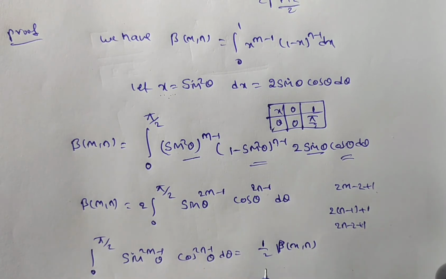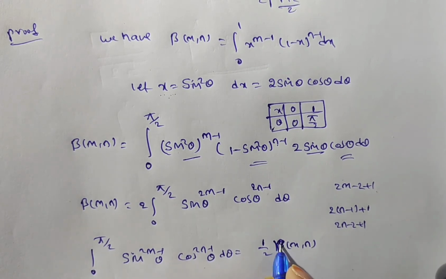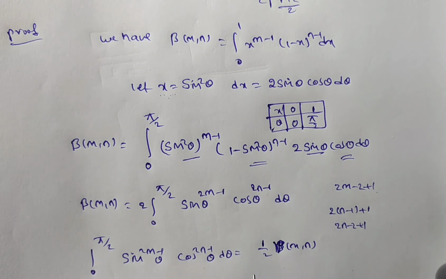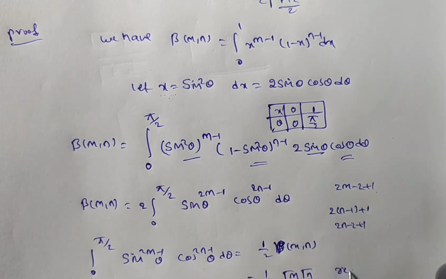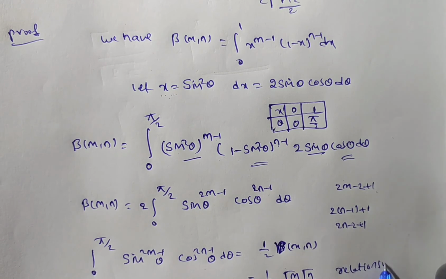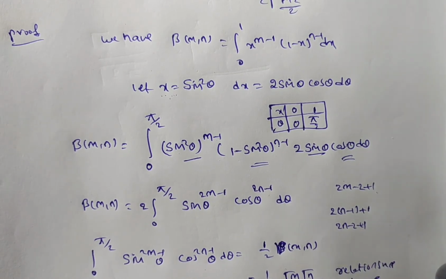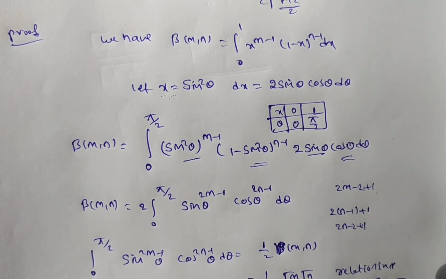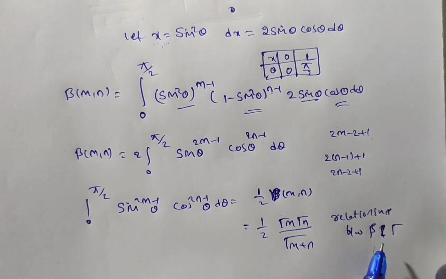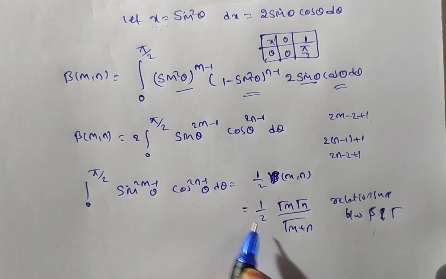Okay, the first one is okay. Next we have to prove gamma m gamma n by gamma of m plus n. Actually we know the relation between beta and gamma, what we have? Gamma m gamma n by gamma of m plus n. This is the relationship between beta and gamma. So hence proved in this case.